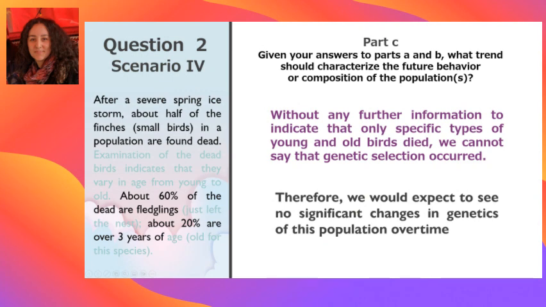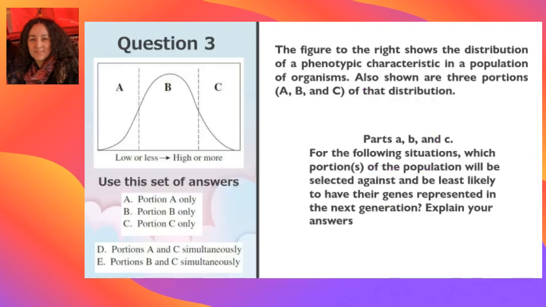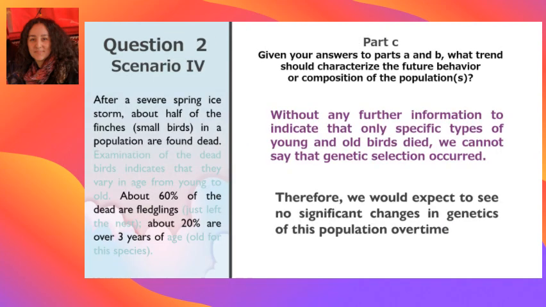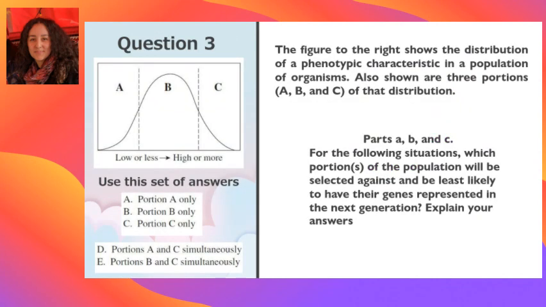There's no specific type of young and old birds that died. So there's no selection, and there's no significant changes in the genetics of the population over time. So that was our last scenario. These are a little less involved.